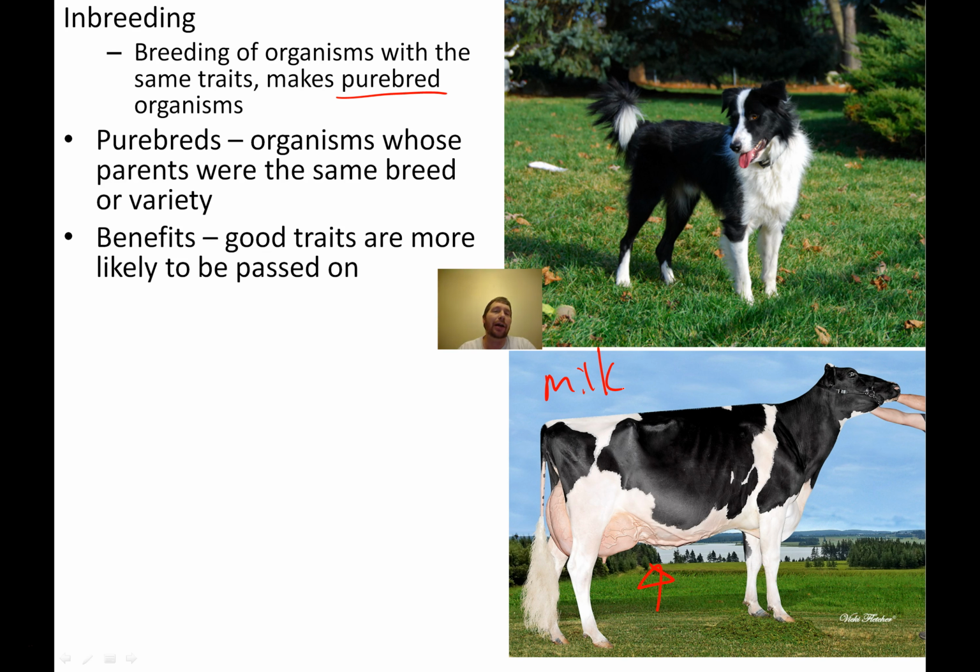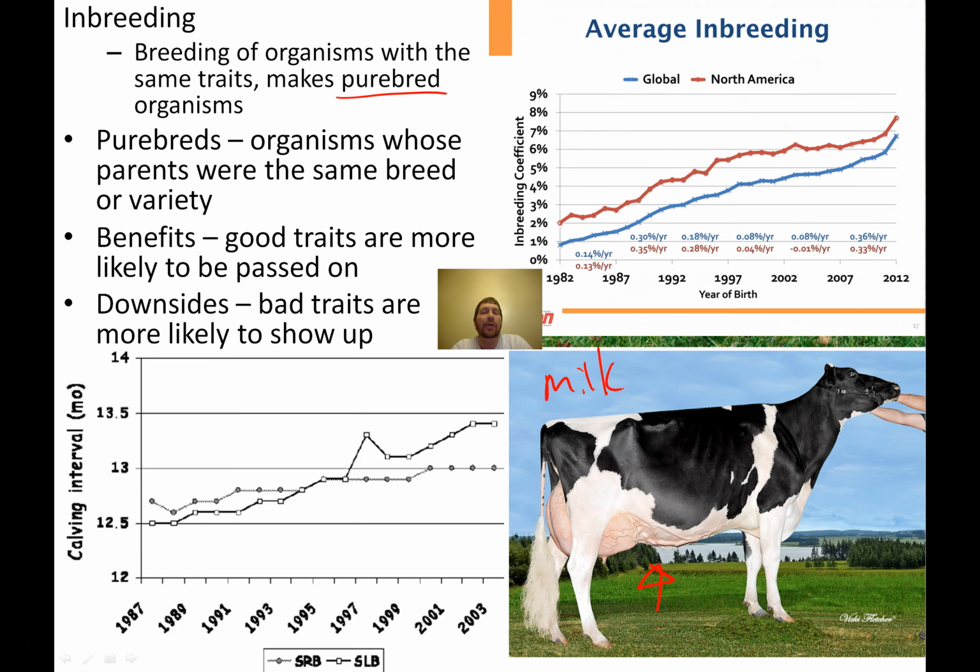Now, the downside of inbreeding is that homozygous is a two-edged sword. Sometimes homozygous is a good thing if it's a good trait, but remember, a lot of our bad traits are recessive. And if you are more homozygous, you're more likely to show that bad trait. So you may save the good trait, but you may also make it so that bad traits show up.